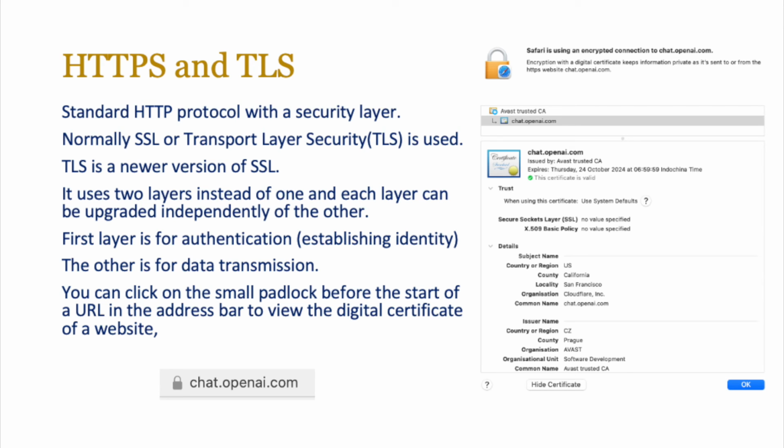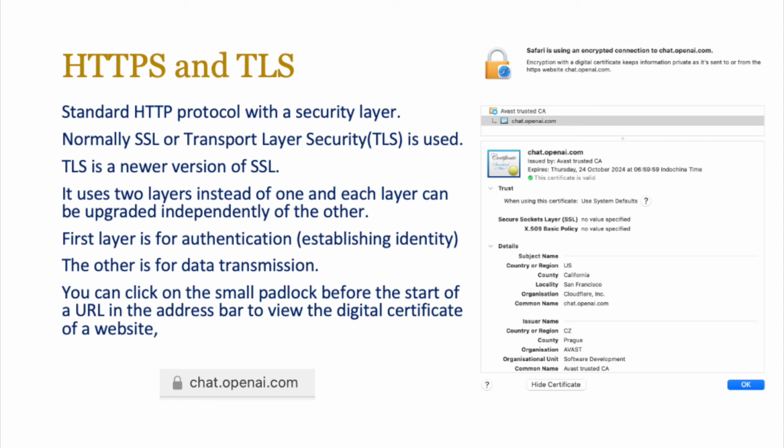So what's this HTTPS and TLS all about? Well, the standard HTTP protocol is HTTP. So when we add a security layer on top of that, it becomes HTTPS. Normally, SSL or TLS, transport layer security, is used. And TLS is just a newer version of SSL technology. Instead of using a single layer, it uses two layers, and each layer can be upgraded independently of the other.